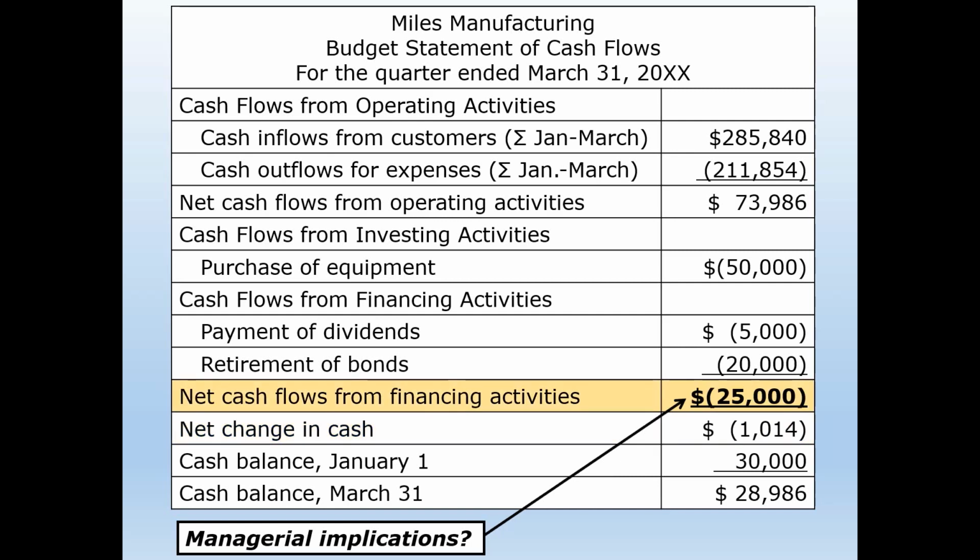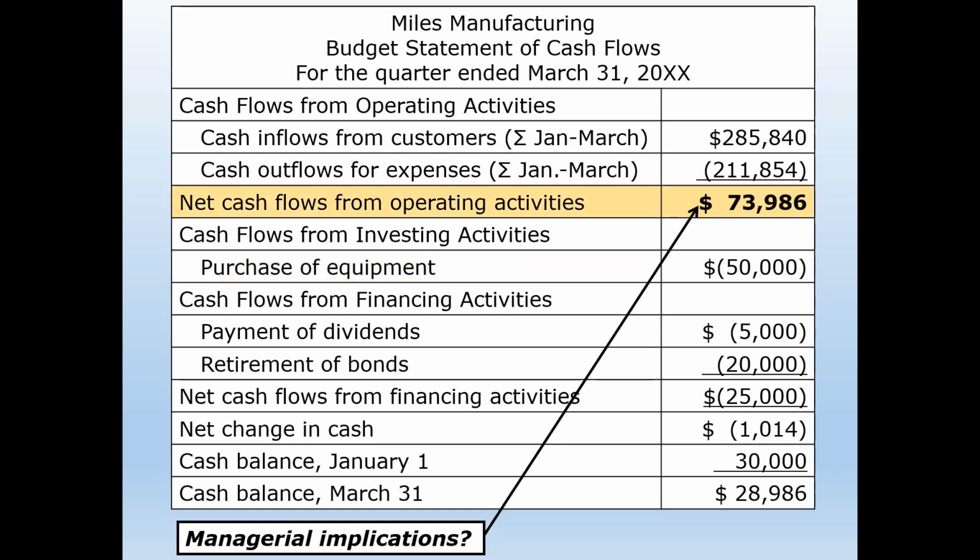Financing activities are expected to use $25,000. The firm probably doesn't want to reduce its regular cash dividend to its shareholders, but it might consider whether this would be a good time to issue some new bonds. The purchase of equipment is expected to cost $50,000. The firm might think whether this is a good time to buy new equipment, or it might consider whether it can finance part of the equipment's cost.